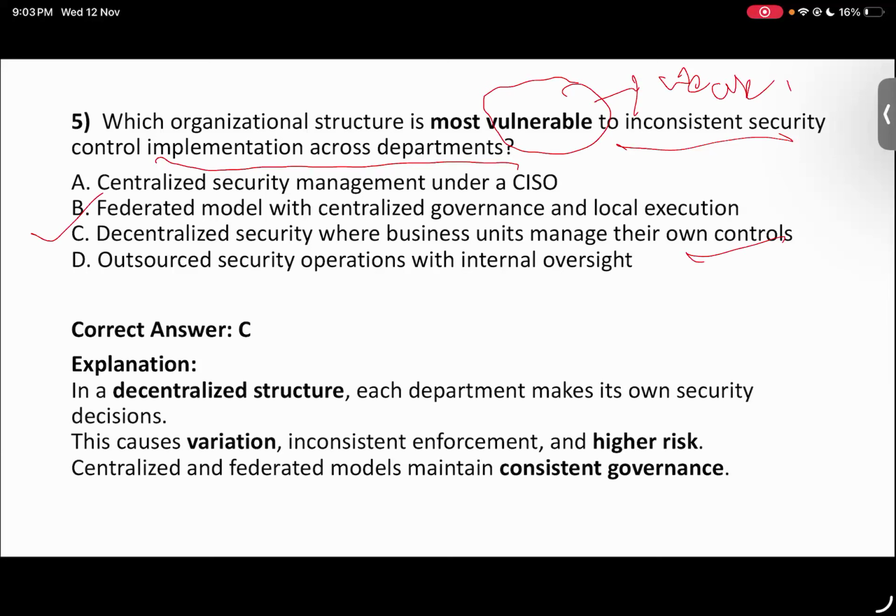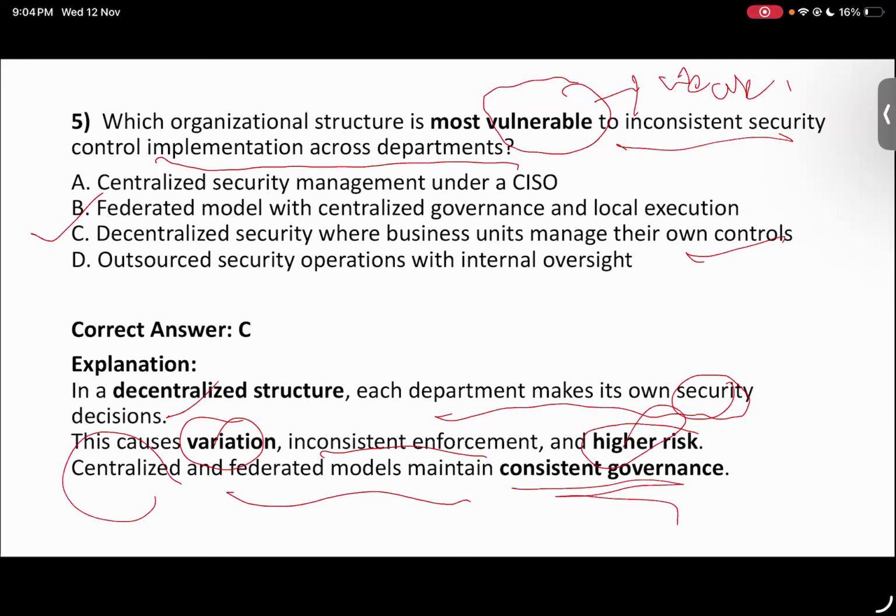It's decentralized, where business units manage their own controls. In this structure, every department makes its own security rules or decisions. So there will be variation in each process or decision, which will be inconsistent in enforcement and will bring higher risk. Central and federated models maintain consistent governance. If you have centralized and federated models, this helps strengthen consistent governance.